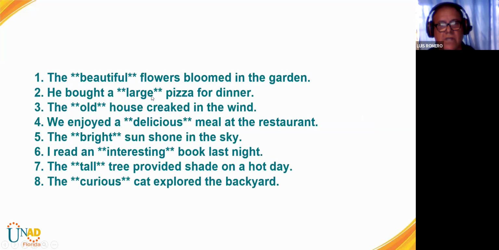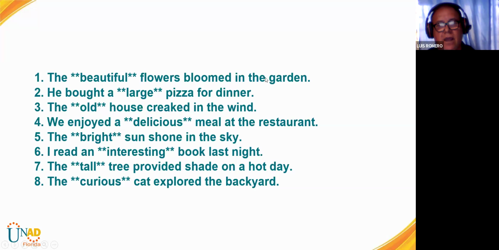He bought a large pizza for dinner. Here, the word large is describing the word pizza. The old house creaked in the wind. So the word old is describing here the word house. And we enjoyed a delicious meal at the restaurant. The word delicious in this sentence is describing the word meal. Bright describes the word sun. Interesting describes the word book. And tall describes the word tree, and curious describes the word cat.